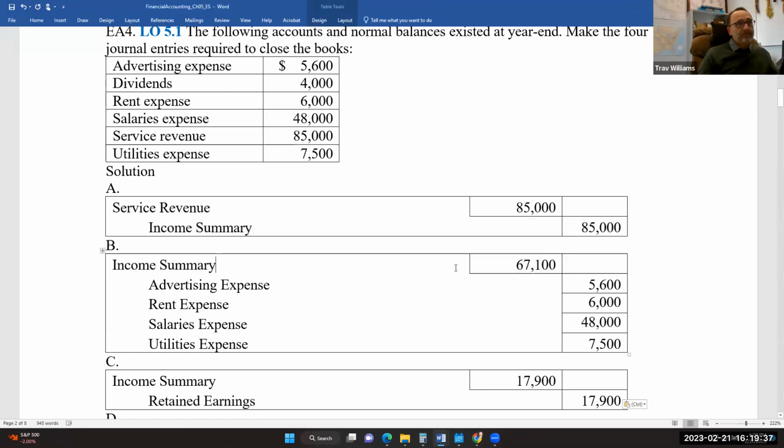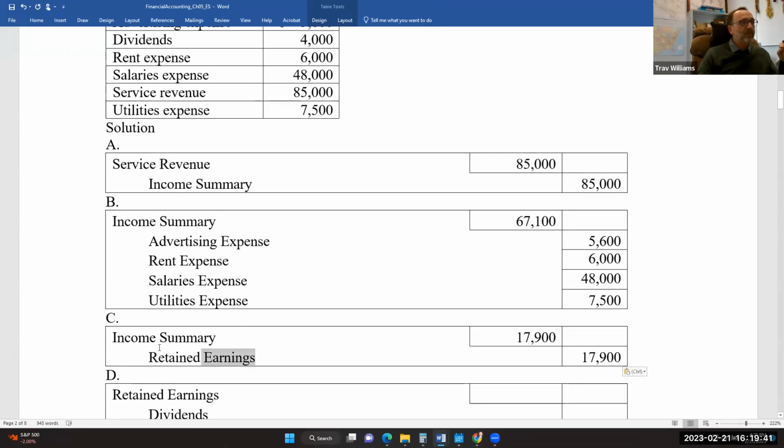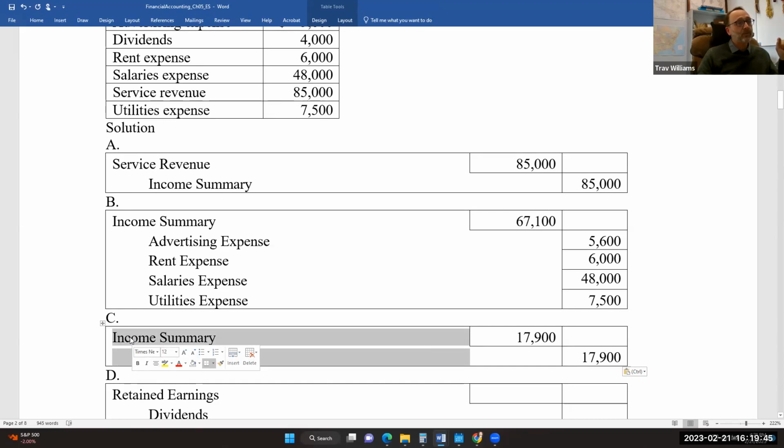But that's step 3, okay? So sometimes you have to reverse the order. When that happens, when the expenses are greater than the revenues, what you do is you switch the order of these two accounts. You would then debit retained earnings and you would credit income summary in step 3. Okay?